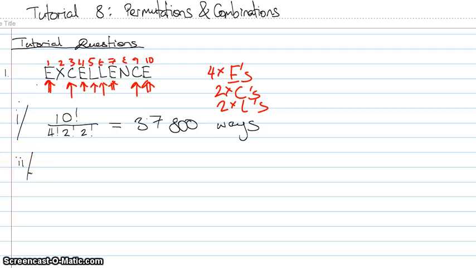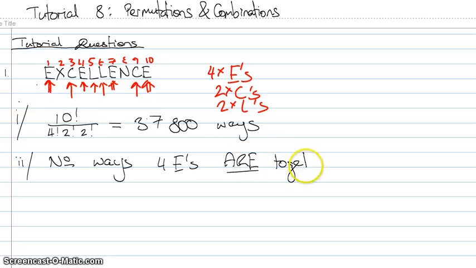Part 2 asks how many ways to do it so that the 4 E's are not all together. Well, this is quite hard unless we think about it as how many ways are there where the 4 E's are all together. Because we know how to do this, right? To do this, we treat the 4 E's as one big E.